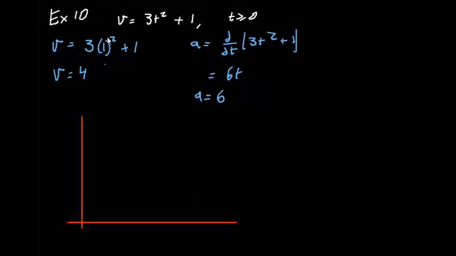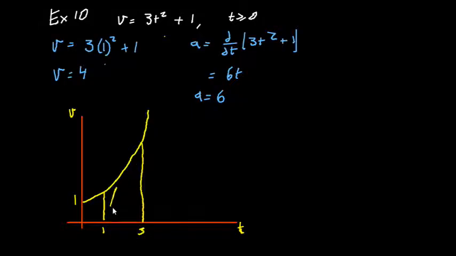Okay, so I've got my set of axes. I've got V, velocity, and T, time. It looks like I've got a quadratic, 3t squared plus 1. It's going to look something like this, at V equals 1. And I'm after the area between T equals 1 and T equals 3. So it'll be this area in here.